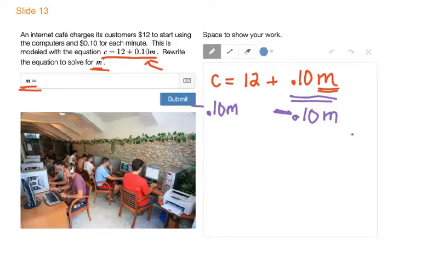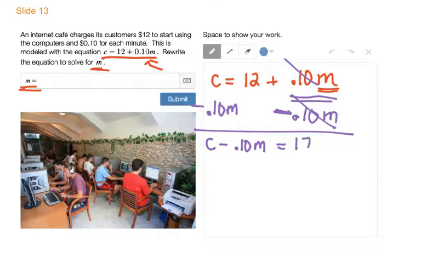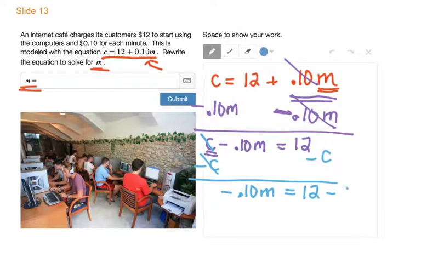And when I do that, that gets eliminated on the right-hand side, and I'm left with C minus 0.10 M is equal to 12. So now I'm going to note that I need to move this C over, which means I'm going to subtract C from both sides. C minus C gets eliminated, left with 0.10 M is equal to 12 minus C.